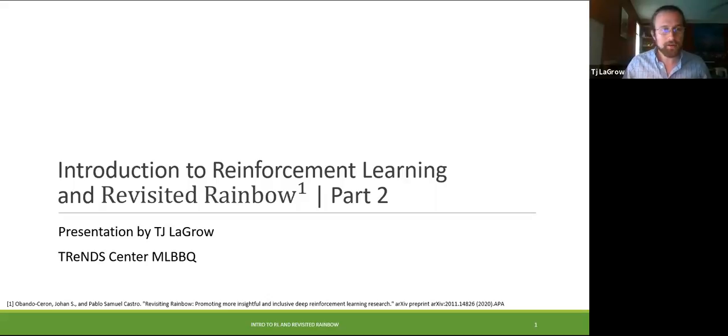So this is part 2 of the introduction to some reinforcement learning, and especially driving into the revisited Rainbow paper that piqued my interest coming out this last year at ICML. So today I hope to do a quick review from last week, then try to motivate why I chose the paper, go through some of the variants of DQN for the incremental improvements that they made, and then tackle Rainbow, which is a combination of all of those variants.